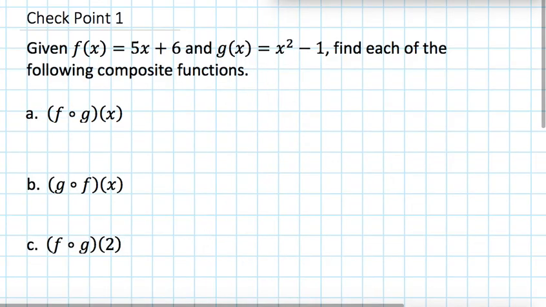So next you should look at checkpoint problem number 1. Do this in your notes, check your answer with the notes that are posted, and then move on to the homework.